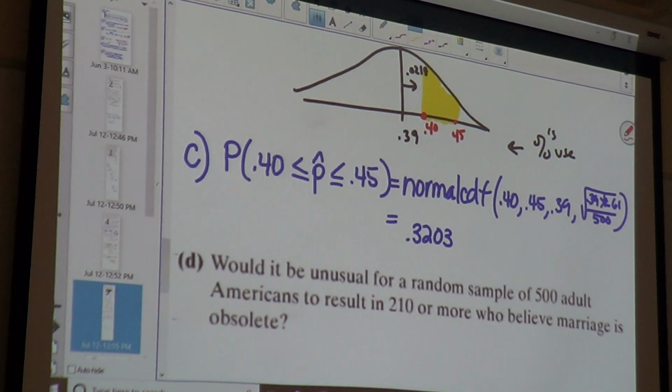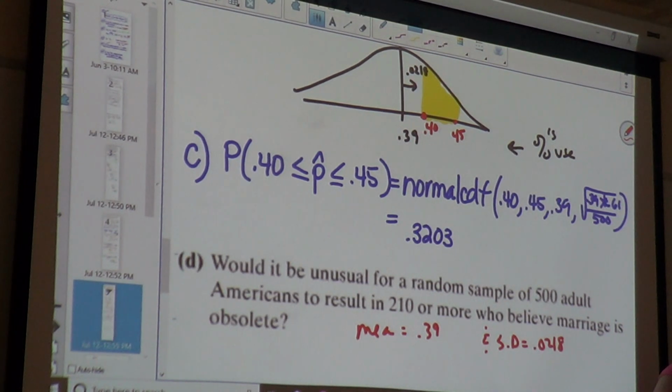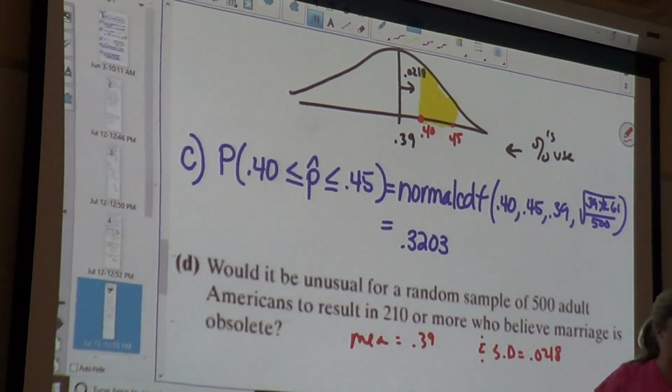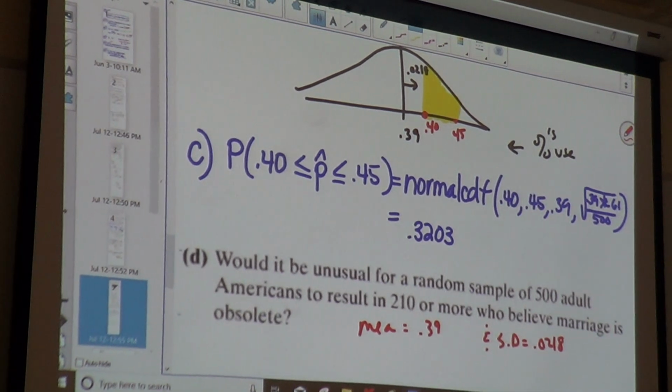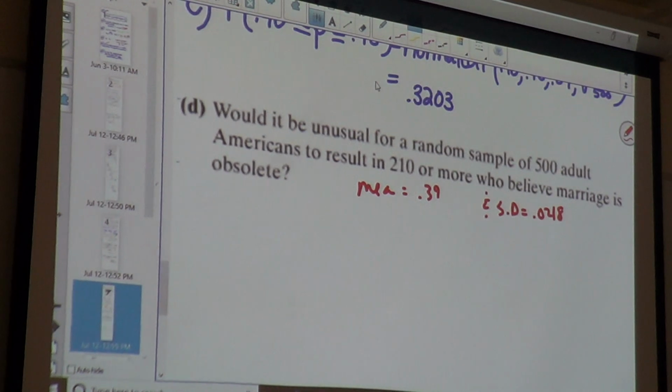This one's a little bit harder. We still know that my mean is 0.39 and my standard deviation is 0.0218. What is the problem with this one? It's not a percent. We don't have a percentage for that bottom. So how do we get a percentage as our quote-unquote data point? 210 divided by 500. So when you're doing these P's and P-hats, that bottom number's got to be a percent.